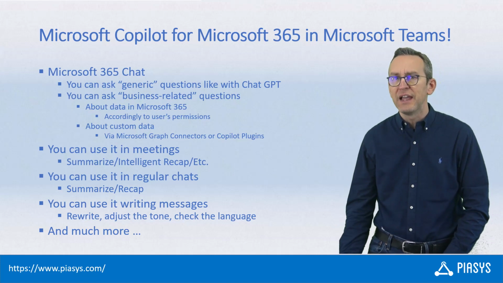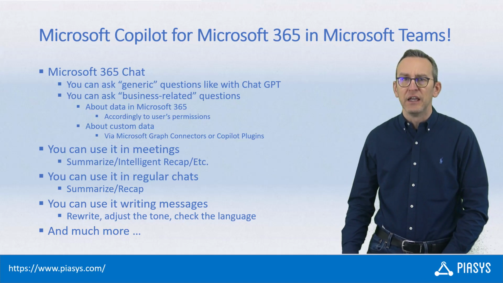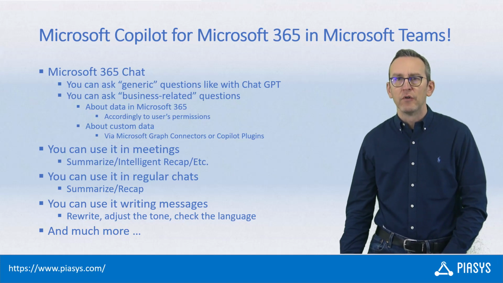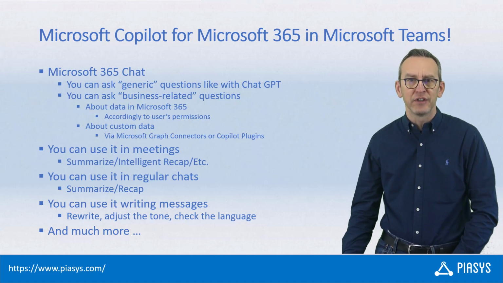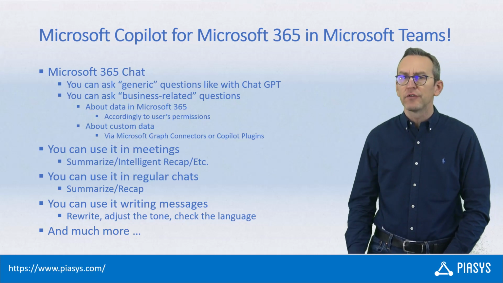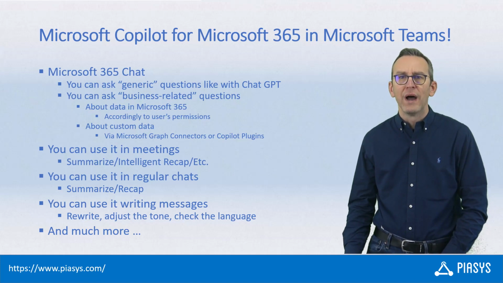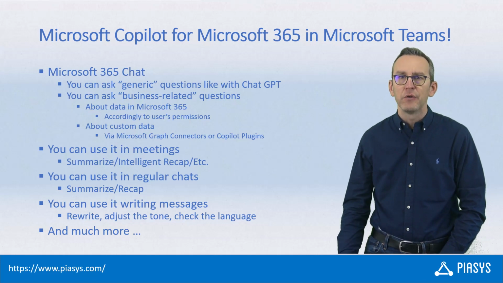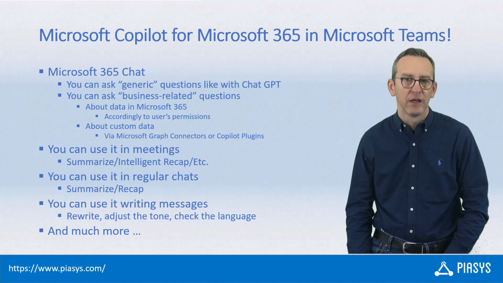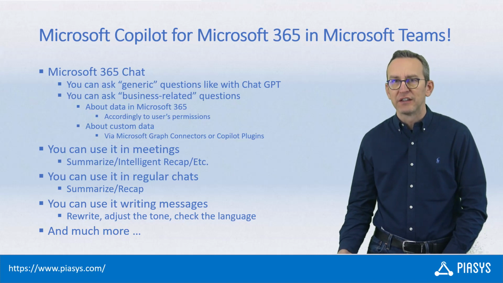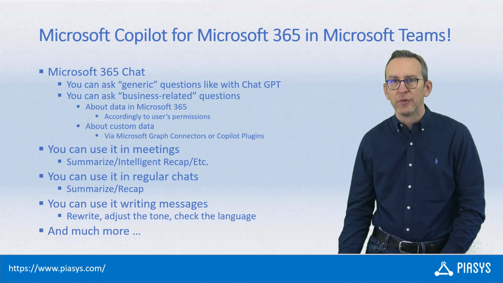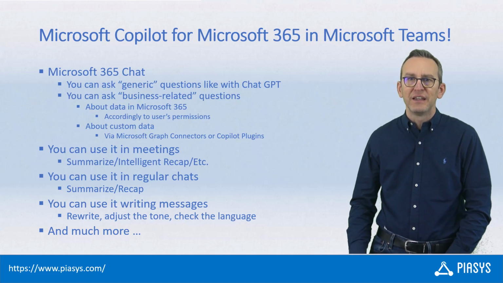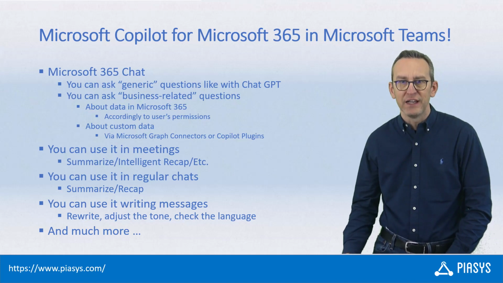You can also extend that content using the Copilot plugins or the Microsoft Graph connectors, and we will cover these topics in dedicated videos in the upcoming weeks. But you can also rely on Copilot while in a meeting, and for example, you can use the intelligent recap or you can summarize the outcome of a meeting. And you can do the same for a chat with a single person or with a group of people. So you can summarize the chat, you can extract the key messages from a chat and stuff like that.